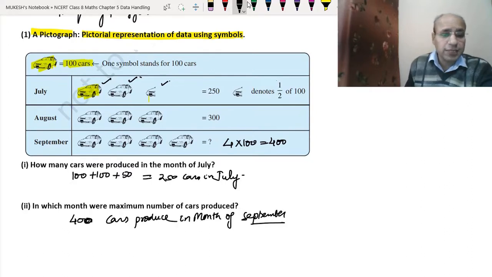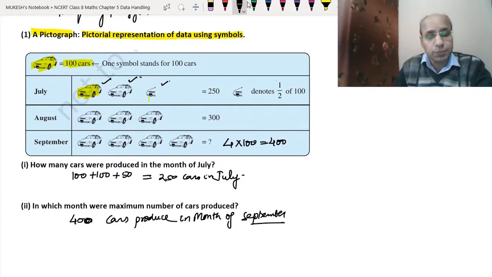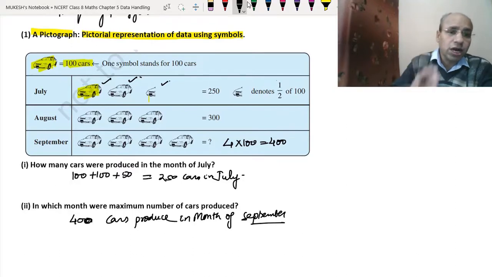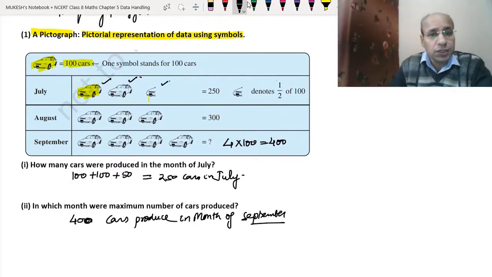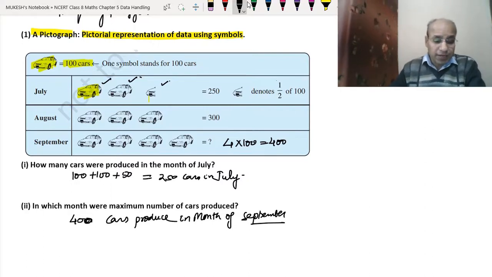Okay, so it was the month of September when the maximum number of cars were produced. And how many cars were produced in that month? 400 cars were produced in that month. So this is how we use the pictograph for the representation of data. Clear? Now next, the bar graph.